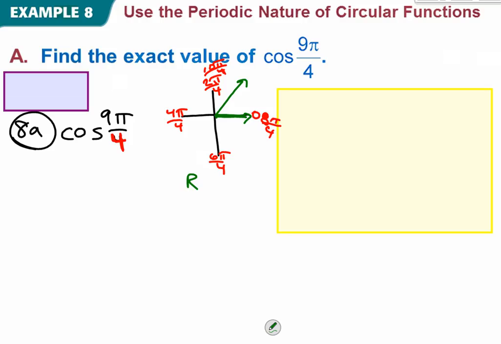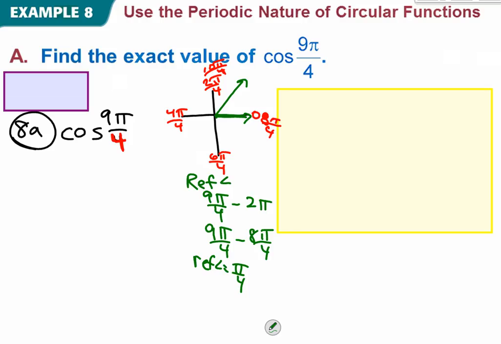And to find my reference angle, I'm going to take 9 pi over 4, because it's past 1 revolution, minus 2 pi, and the way I'm going to write it is 9 pi over 4 minus 8 pi over 4, so that we just recognize we're subtracting off a spin, so to speak. And then our reference angle is pi over 4.